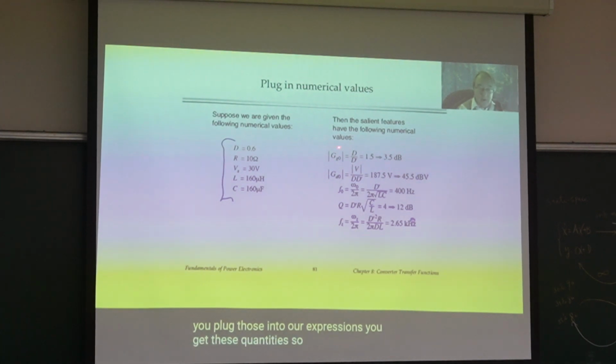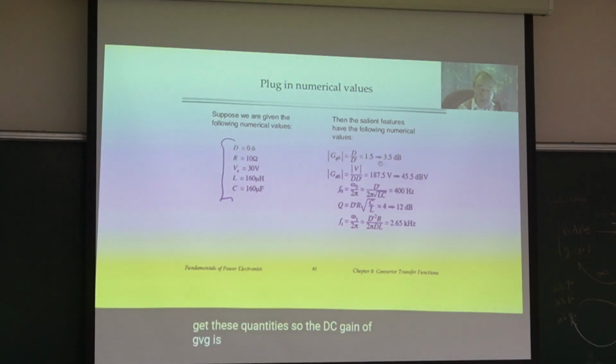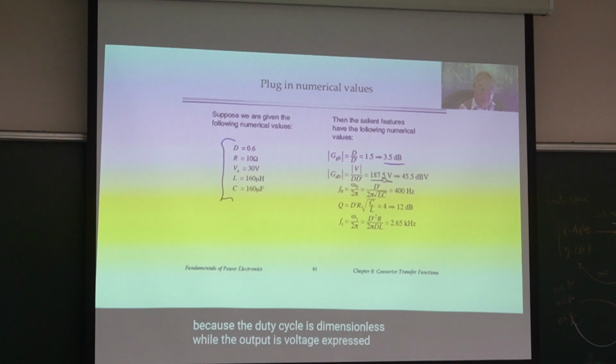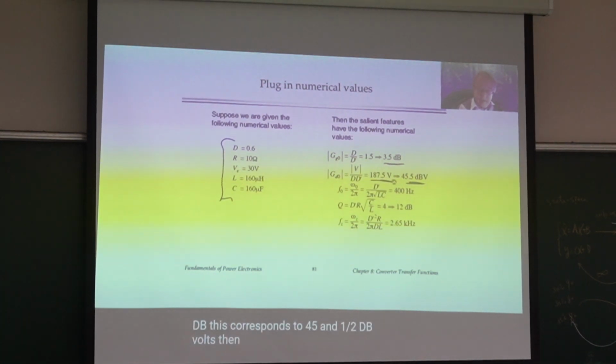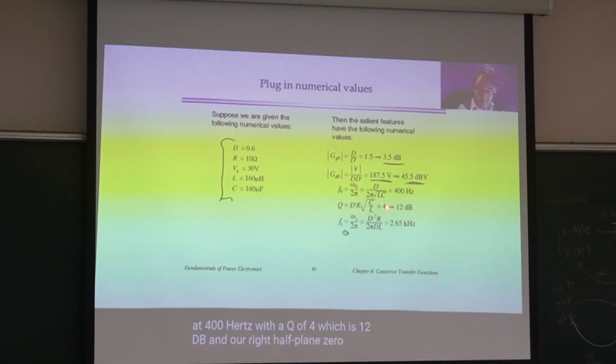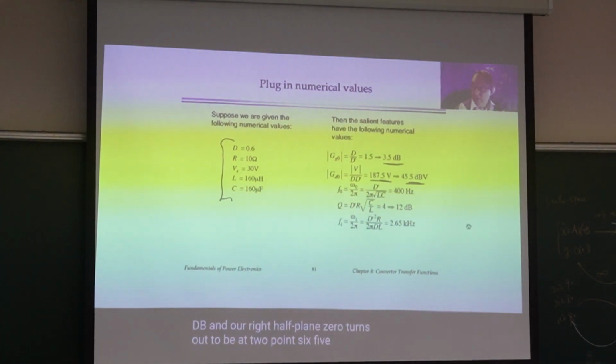So we can calculate the quantities. The DC gain of GVG is 3.5 dB. The DC gain of the control to output transfer function GVD is 187.5 volts. It has dimensions of volts because the duty cycle is dimensionless while the output is voltage. Expressed as dB, this corresponds to 45.5 dBV. Then we have our quadratic poles at 400 hertz with a Q of 4, which is 12 dB. And the right half plane zero turns out to be at 2.65 kilohertz.